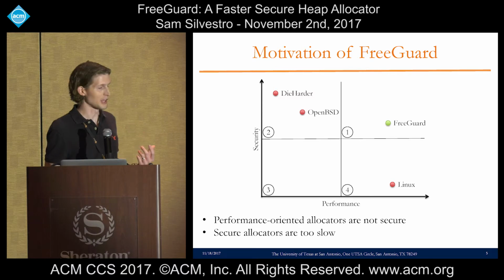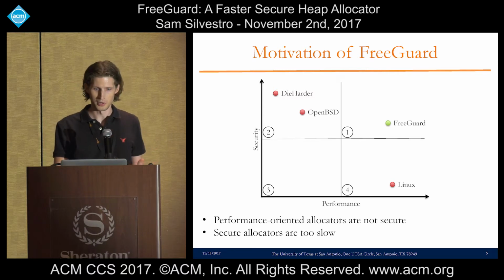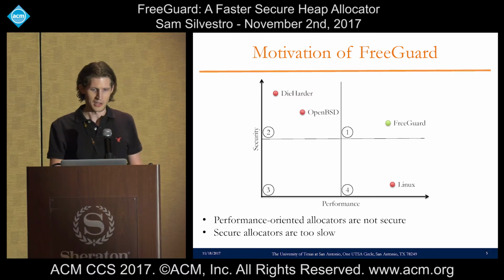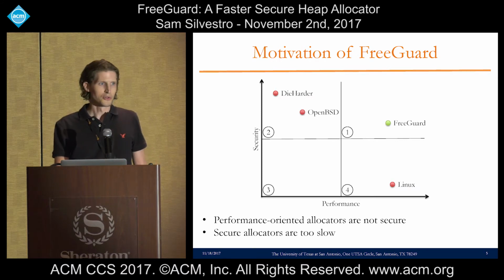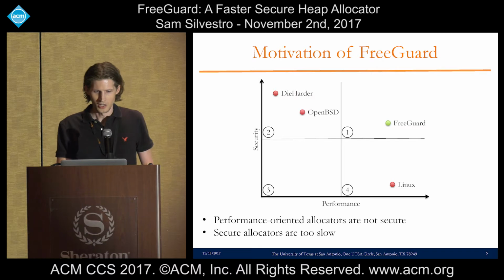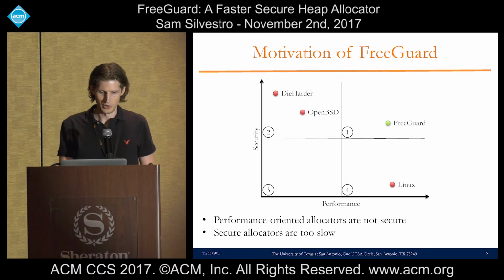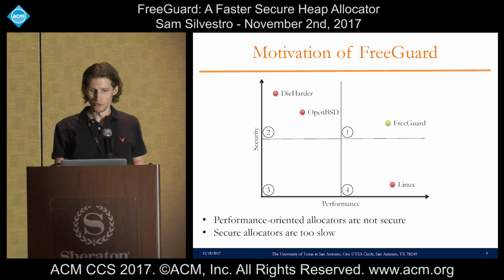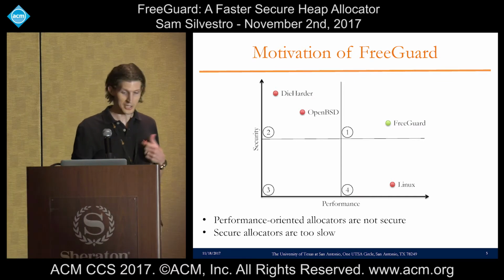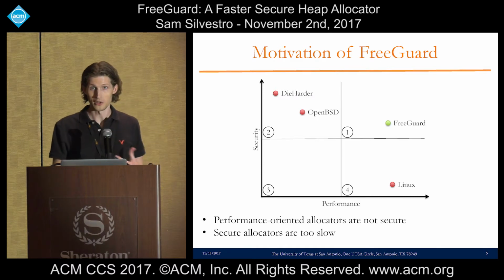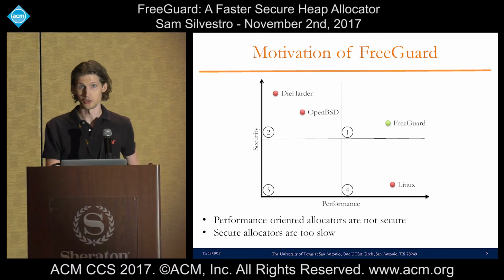By contrast, we have DieHarder, which has strong security, but poor performance. And OpenBSD is a little bit better, but it's still too slow. With 34% overhead on average, that's still too slow for many applications, which is why we developed FreeGuard. FreeGuard has similar performance to Linux, but offers a significant improvement in security. In particular, its memory layout allows it to perform well, but also provide a strong security guarantee.